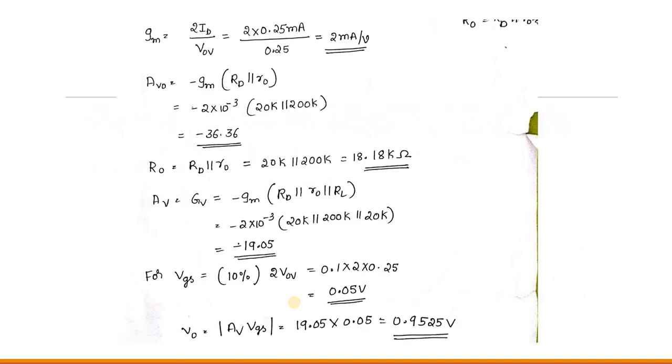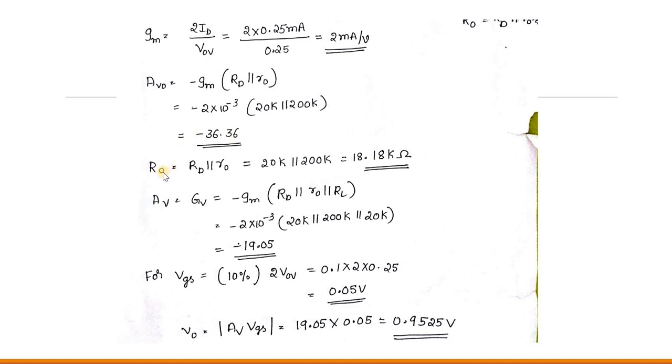If you substitute that, you will get the answer as 200 kilo ohm. Next is gm, the transconductance you need to calculate. The formula to calculate the transconductance is 2 into ID divided by VOV. ID is given, VOV is given. Substitute that, you will get the answer as 2 milliampere per volt. Next is voltage gain. The open circuit voltage gain is nothing but minus gm into RD parallel to r0. r0 we have calculated, RD is given in the problem, gm we have calculated. Substitute that, you will get the answer as minus 36.36.